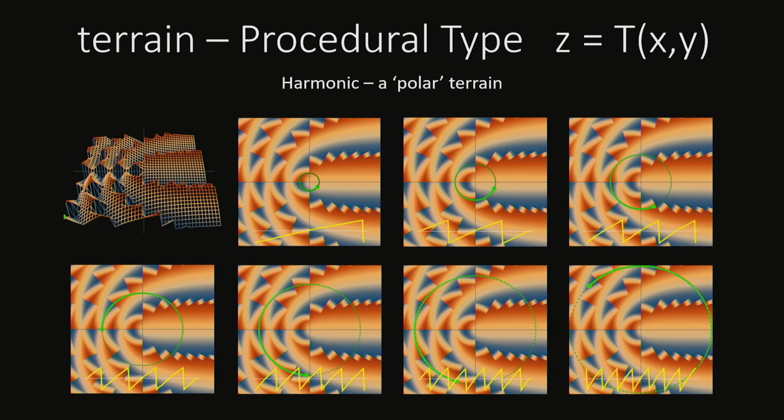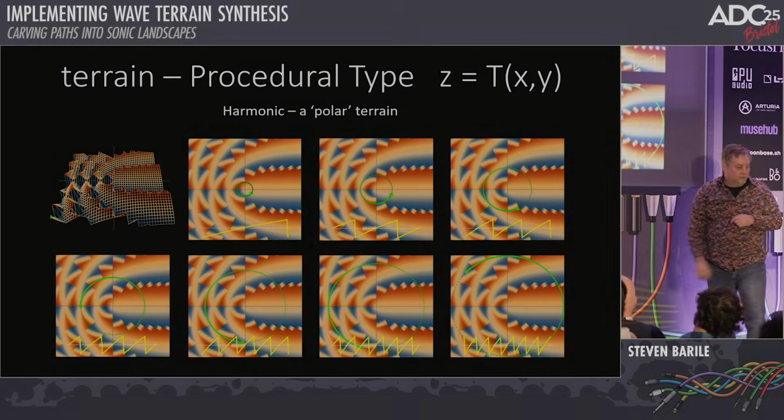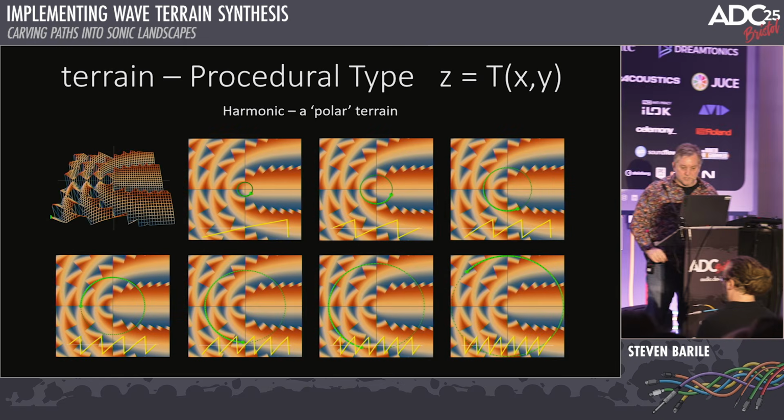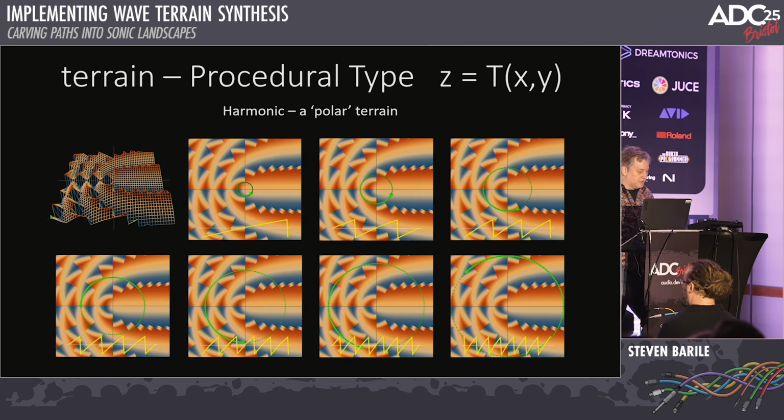You'll see that the green circle in the middle is getting larger as I go through, and the yellow waveform on top is the result of traversing that path. So you'll get a single cycle sawtooth here, a double, triple, and so on. And I think this is a good time to give a little demo.